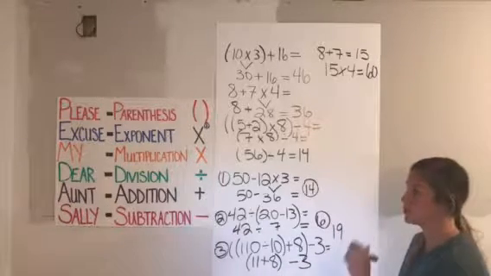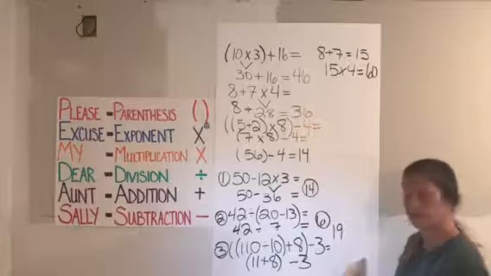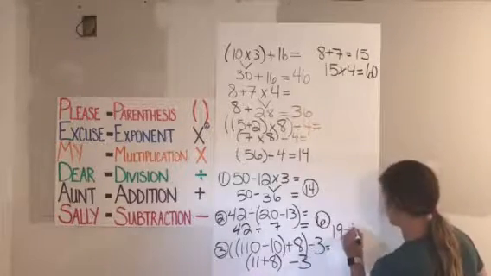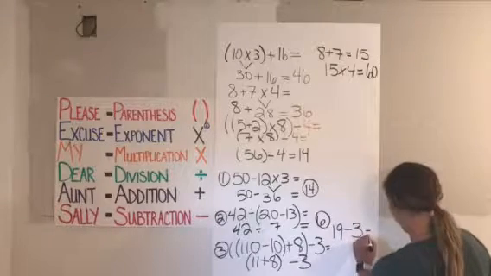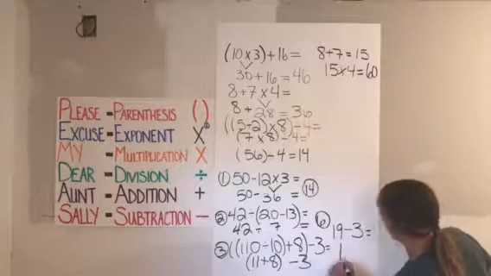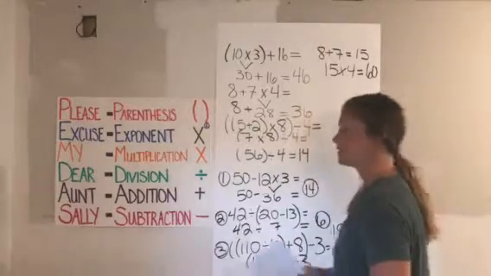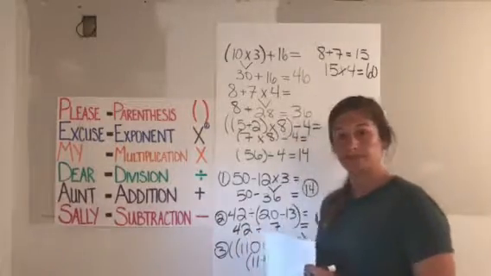That's the last step. No multiplication, no division, no addition, and the last thing is minus 3 equals, and our answer is 16. All right. Any questions on that one?